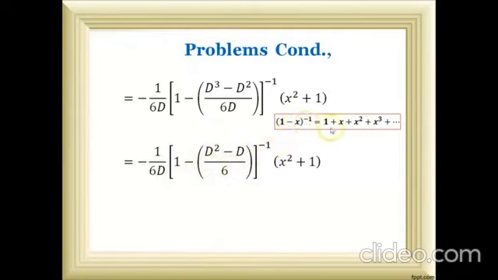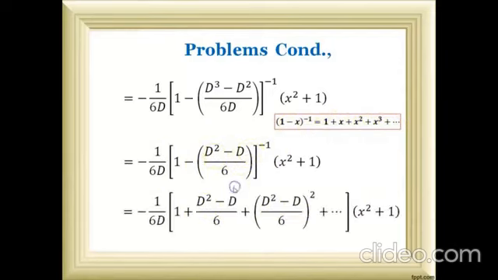by using the binomial formula 1 plus x plus x square plus etc. Here x is equal to what? D square minus D by 6. So the expression is 1 plus D square minus D by 6 plus D square minus D by 6 the whole square plus etc. I am trimming the formula up to the second step itself, because the derivatives after D square become 0. The third derivative of x square plus 1 becomes 0. That is why I am trimming the formula up to the second step.